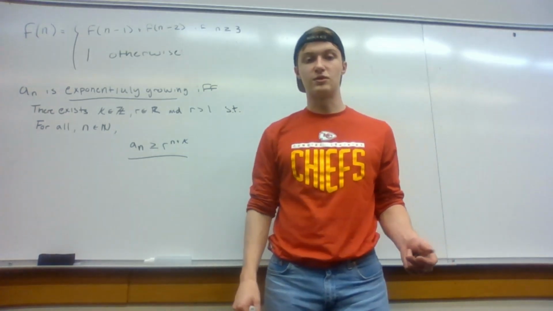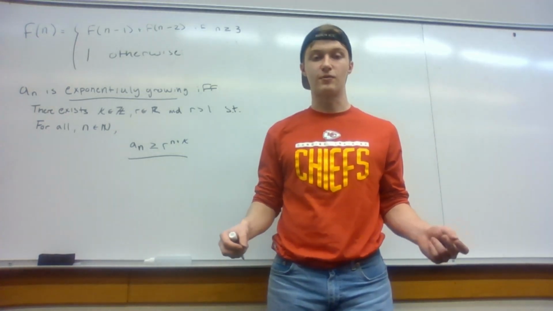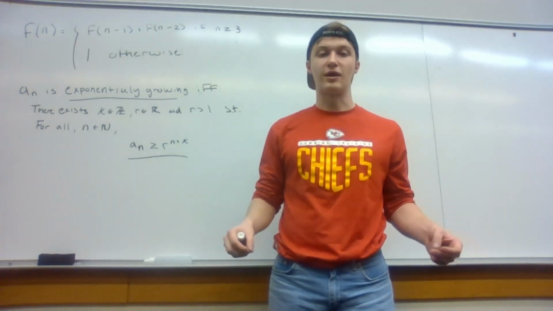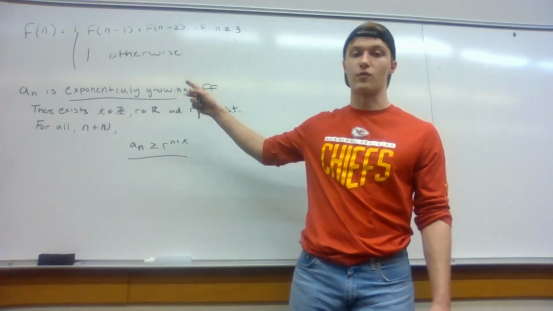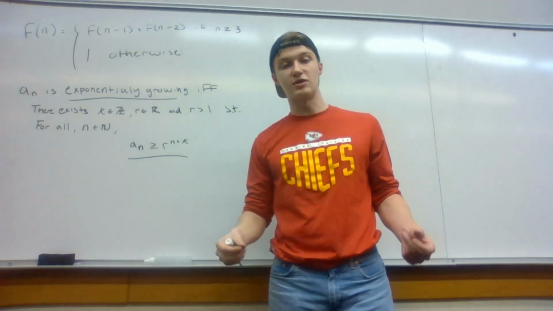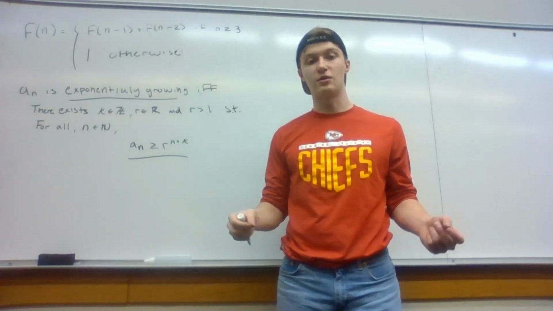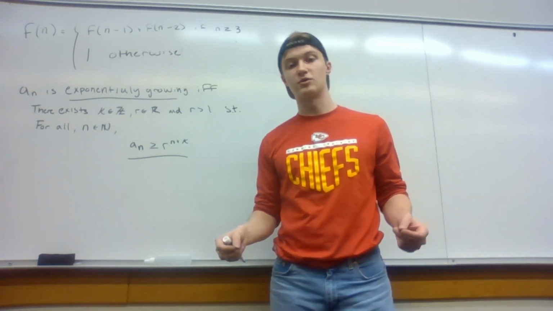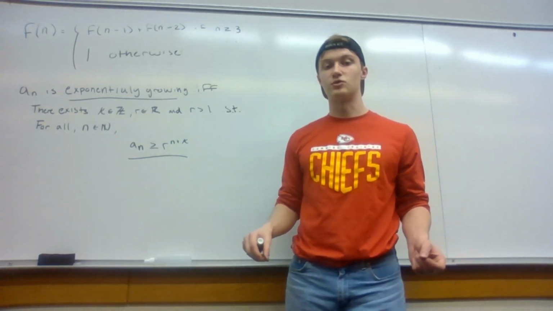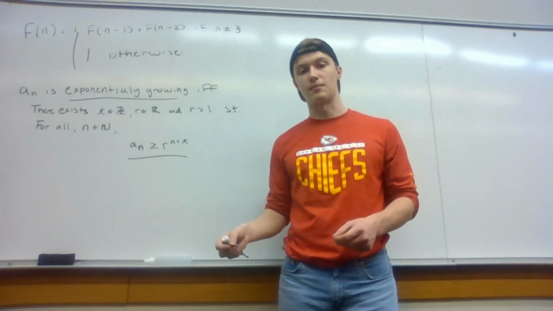The Fibonacci sequence f(n) is equal to f(n-1) plus f(n-2), and that's only for when n is greater than or equal to 3, and it's equal to 1 otherwise. Now, a sequence grows exponentially if there exists a k in the integers and an r in the real numbers such that r is greater than 1, and that for all n in the natural numbers, a(n) is greater than or equal to r to the power of n plus k.